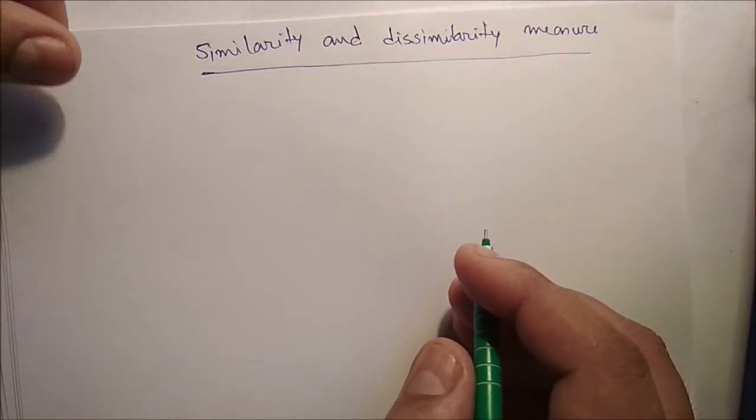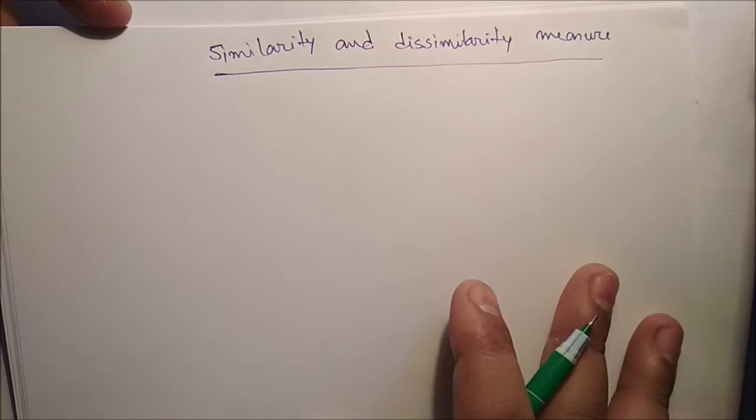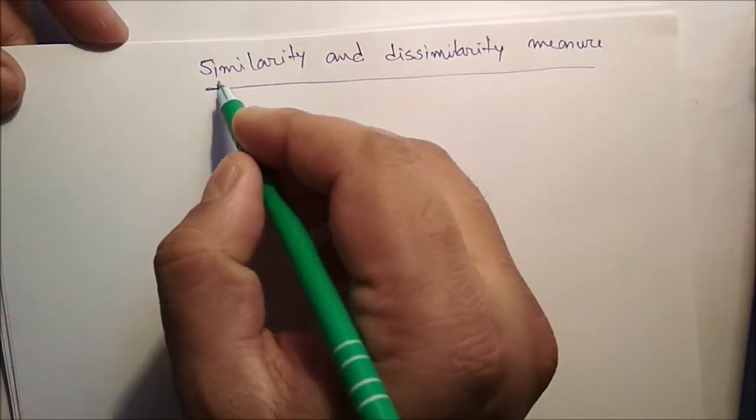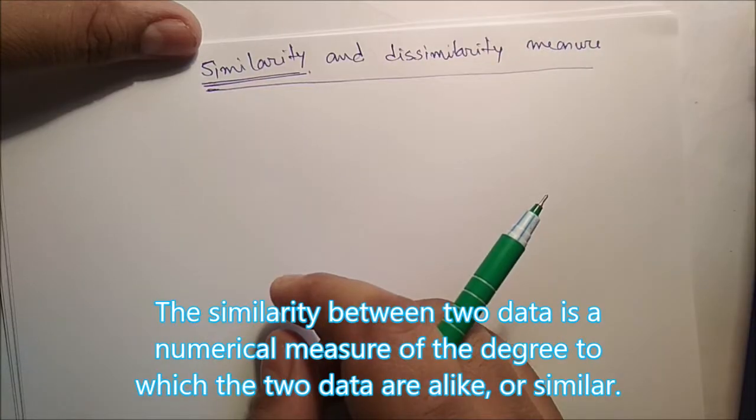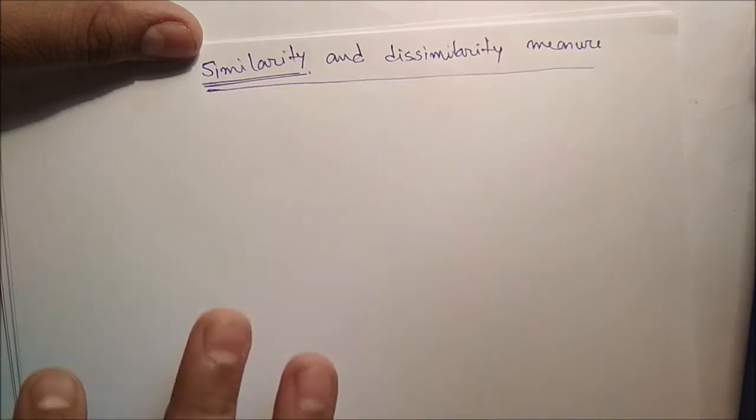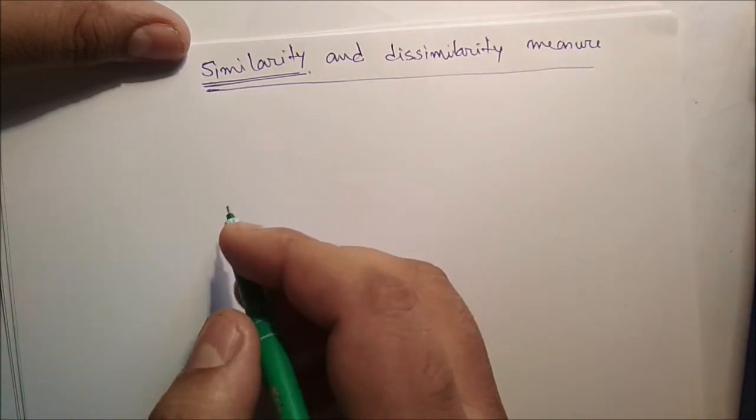Hello, how are you? In this video, we will talk about similarity and dissimilarity measures. So first we will talk about similarity measure. The similarity between data is a numerical measure of the degree to which the two data are alike or similar. Okay, so the similarity between two tuples.